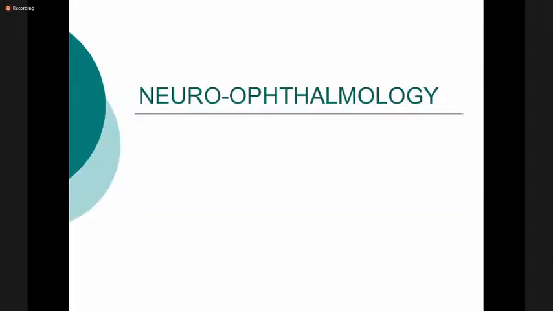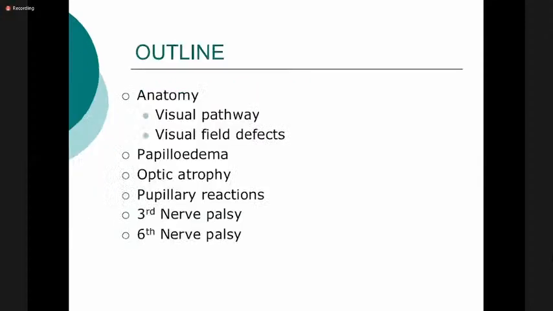So that was a very compressed talk on glaucoma. There's a lot you should go and read about, but this is basically what you need to know. And now let's move on to neuro-ophthalmology. In neuro-ophthalmology, we are just going to look a little bit at the anatomy, visual field defects, papilledema, optic atrophy, pupillary reactions, third nerve palsy, sixth nerve palsy. There's a lot you need to know, but because of time, we'll just highlight the important aspects.